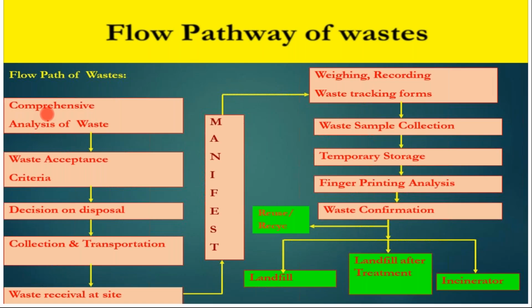Then after identification of the type of waste, we have to generate the manifest system. With the help of these documents, and with the help of the authorized transporter, occupier and the generator, we are going to follow these guidelines, that is weighing, recording, etc. And then after the waste confirmation, we have to send these types of waste to the different facilities.